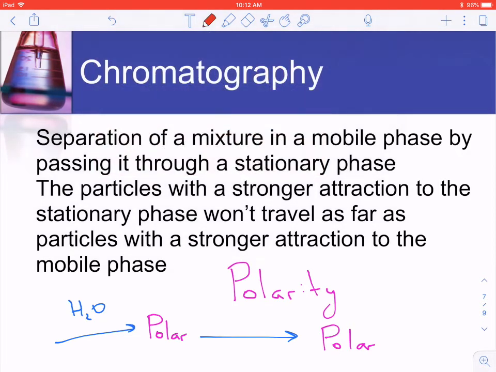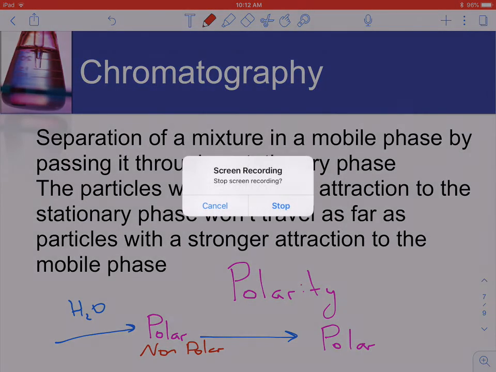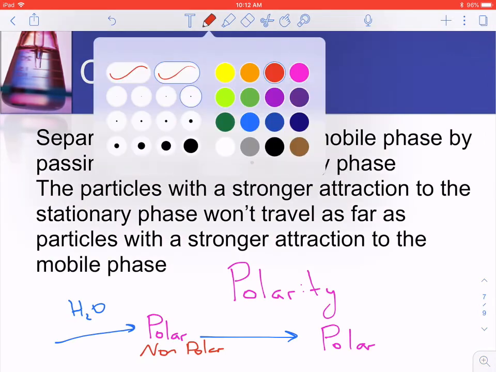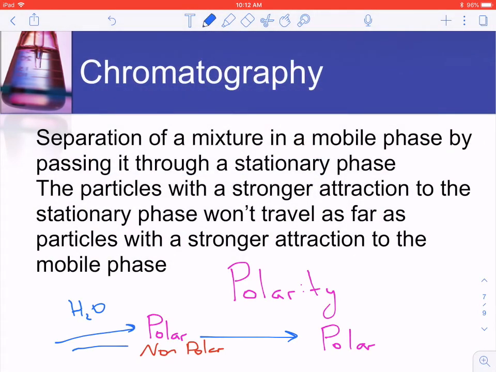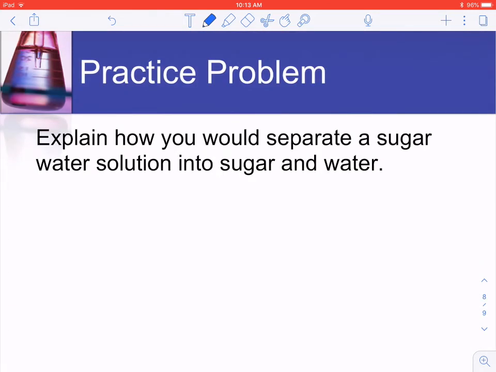and if I had nonpolar, pardon me, if I had nonpolar over here on the left, and I run that liquid water through the nonpolar solute, it's going to go right through. It's not going to pick up any of the nonpolar solute, so we won't really see anything over here. It's not going to get pulled quite as far. So we're going to do a few different labs where we try separating based on chromatography as well. So let's get a little bit of practice.